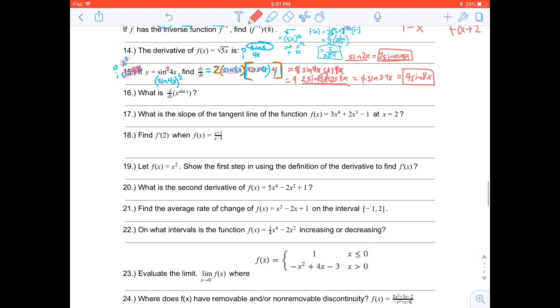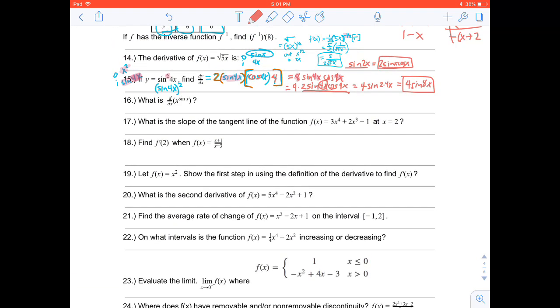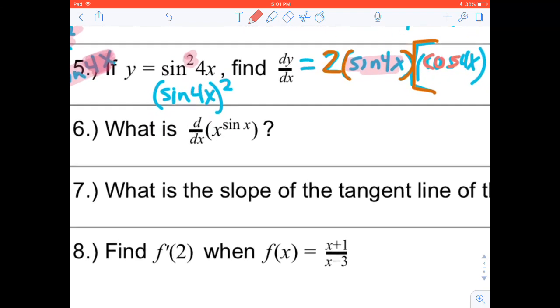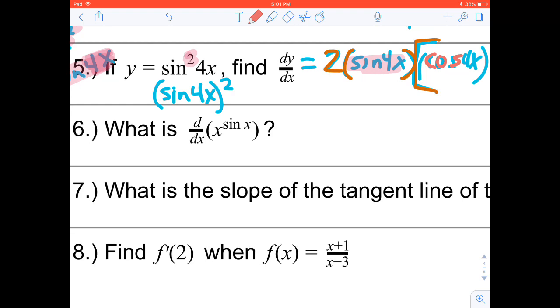I have solutions for these. I'm going to post them. I scanned them and can't really see everything, so I'm going to try scanning it again to make sure that you can see all the solutions. And then let me know if you have any questions on that.